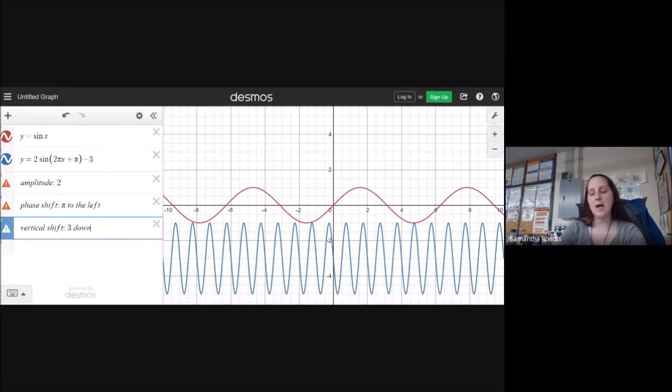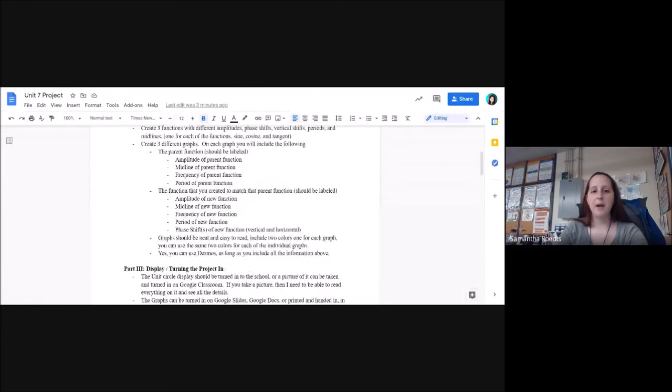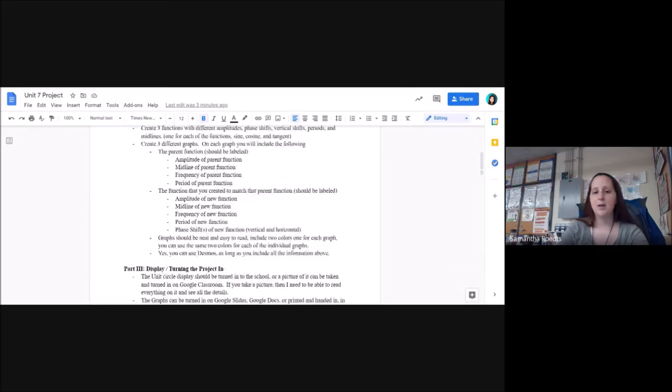Now you'll have to do one that's sine, one that's cosine, and one that's tangent, okay? And you'll need to include all of the amplitude, the phase shift, the frequency, all of that, okay? I didn't do all of it here, but that's what you'll need to do, okay? So you need to have the parent function labeled with the amplitude, the midline, the frequency, and the period, and you need to have your new function labeled, the amplitude of the new function, your midline, your frequency, your period, and your phase shifts, okay?